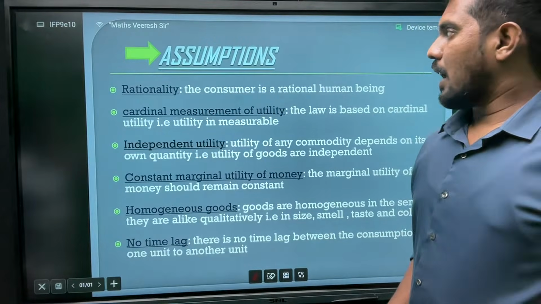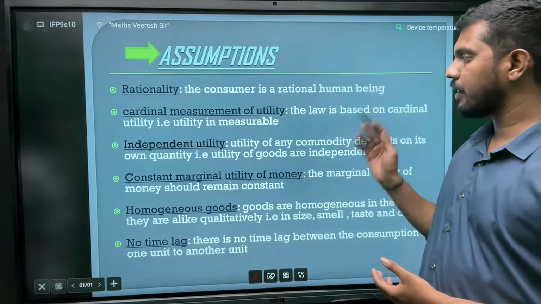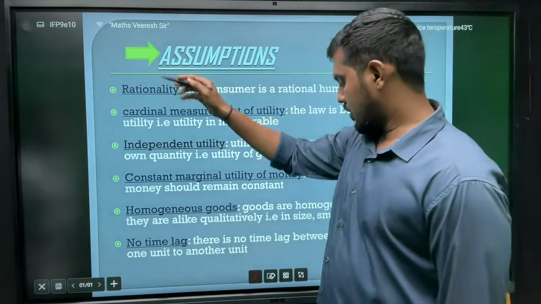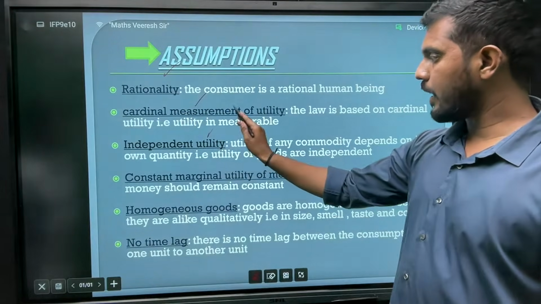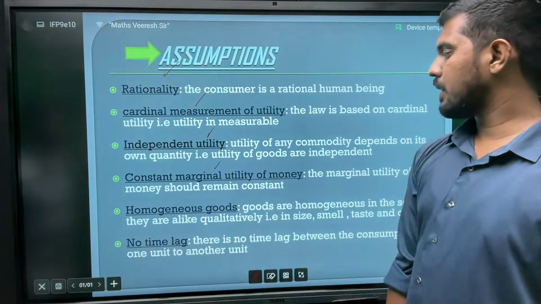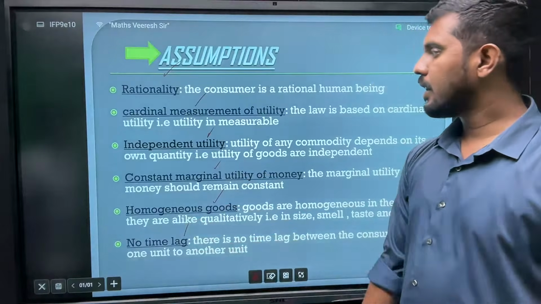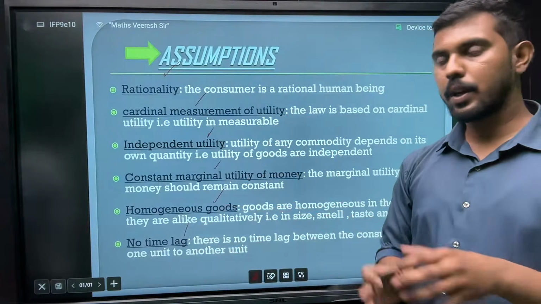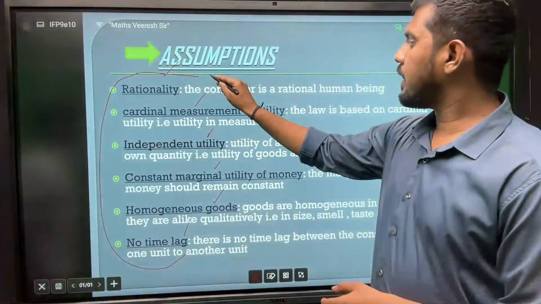Okay. Assumptions: write down only 5 to 6. Don't write down all of them with the definitions. Write down rationality, cardinal measurement of utility, independent utility, constant marginal utility of money, homogeneous goods, no time lag. Write down only 5 to 6. When you remember these 5 to 6, you can write the limitations easily.